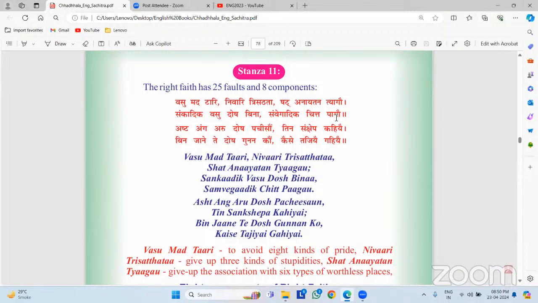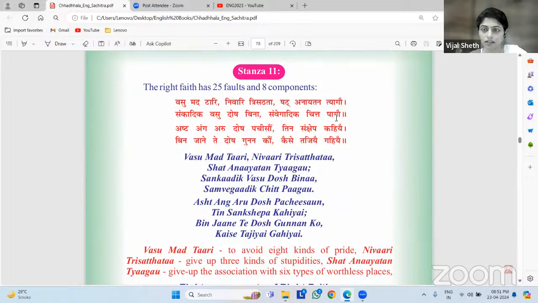So Anayatan are the places which we should not go to. So Tyago, renounce these six places where we should not go. Shankadik Vasu Dosh. Vasu, again I said, is eight. Dosh are the flaws. And what are these flaws? Shanka, Kanksha, Murta. These dosh we will see in the subsequent stanzas.